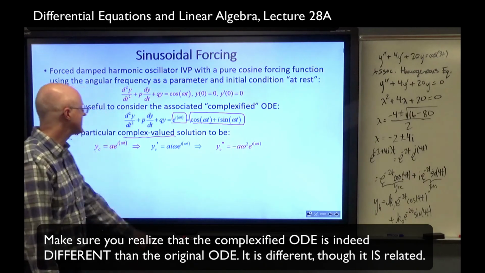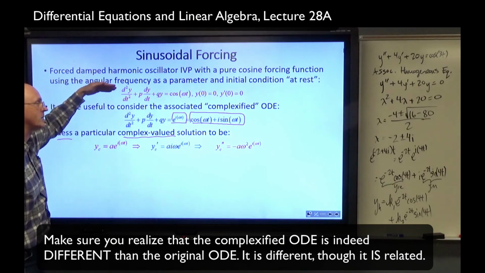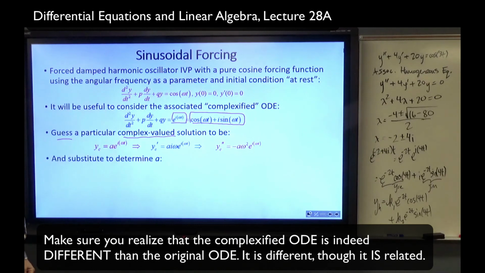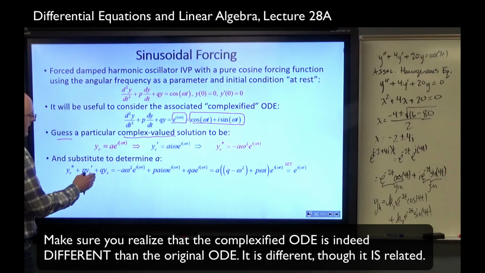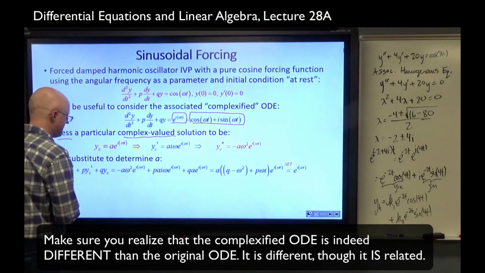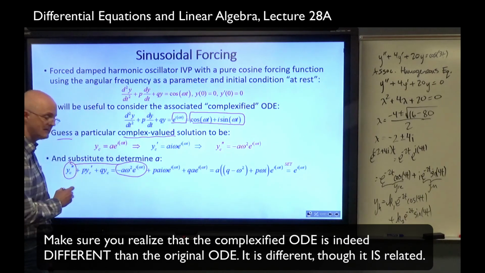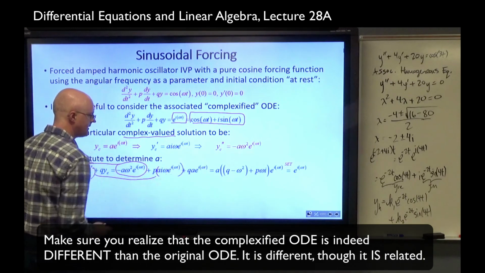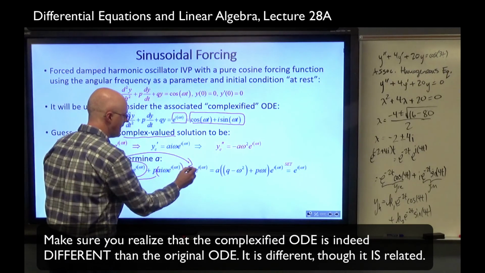Now let's go ahead and substitute it into this associated complexified ODE, which again is not the same as the one we're interested in the end, but it's going to help us get there. Plug it in to determine what a should be. Find yc double prime plus p yc prime plus q yc. Right here, that's the second derivative. Here's p times the first derivative. And way over here, here's q times the original function.